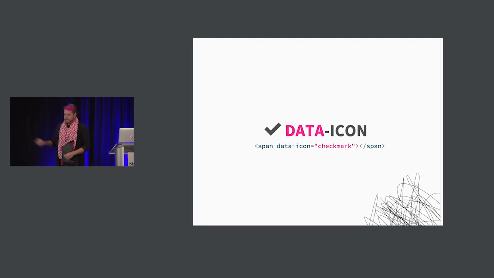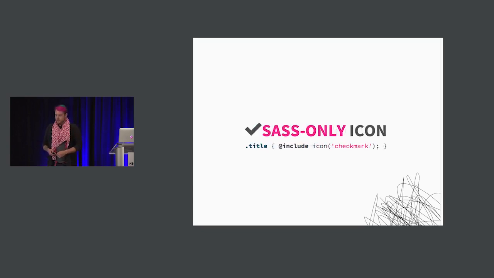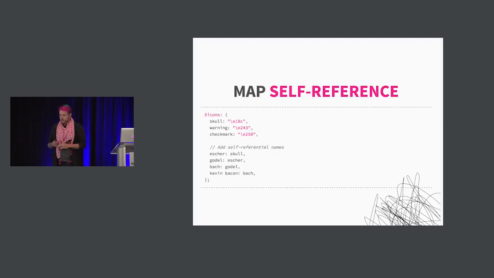So here's a sample of the data icon working. Span data icon check mark, and there it is. Or we can do it in SASS only. Title, include icon check mark, and it pulls it in. So both of those work. And we've got icons. Great.